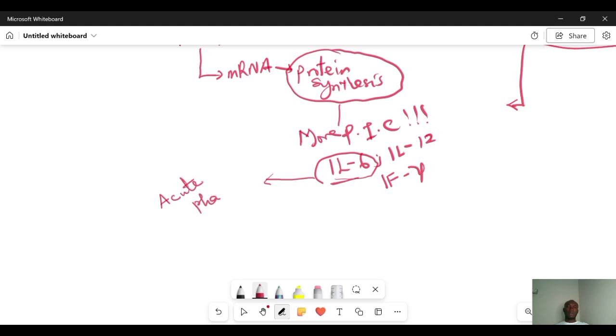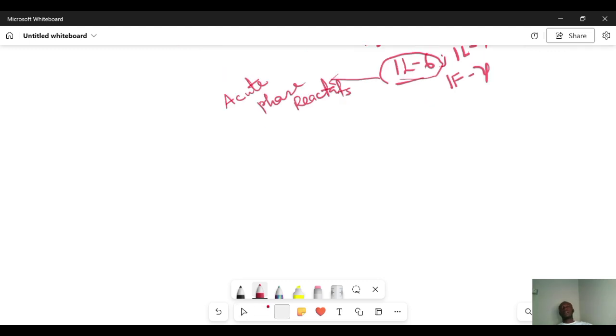Acute phase reactants. All right. So that's what interleukin 6 does. It causes the release of acute phase reactants. Now, these acute phase reactants are released from the liver. They are synthesized.